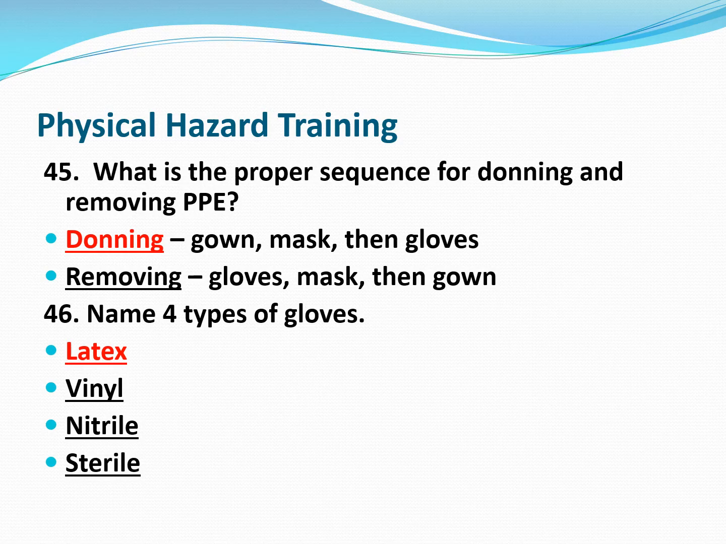Now, you want to be able to name 4 types of gloves. We talked about latex, right? Sometimes we don't use those because people have latex allergies, right? So there's vinyl, nitrile. Both vinyl and nitrile don't have latex in them. And then we have chemically clean gloves we know about, right? That we use for routine venipuncture, and then they're sterile. So if you need to name 4 types of gloves, latex, vinyl, nitrile. We already know those are chemically clean. And then your 4th one would be sterile gloves.